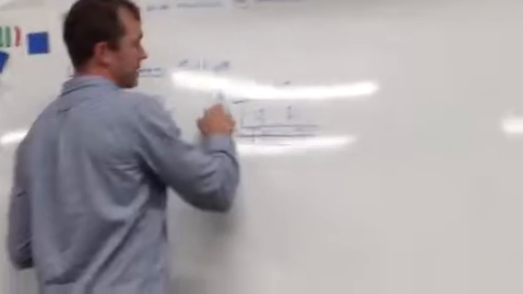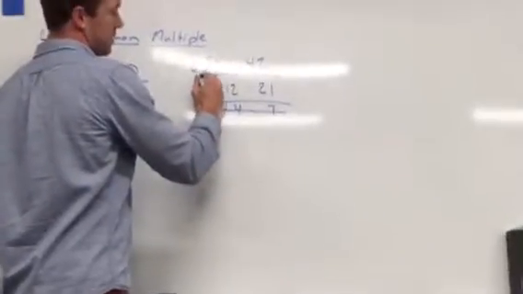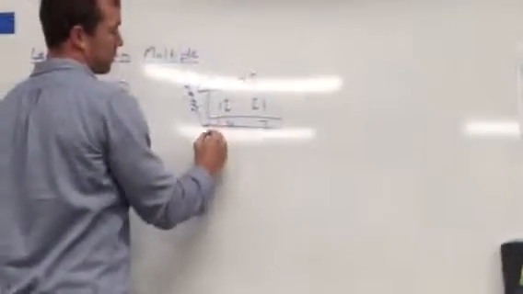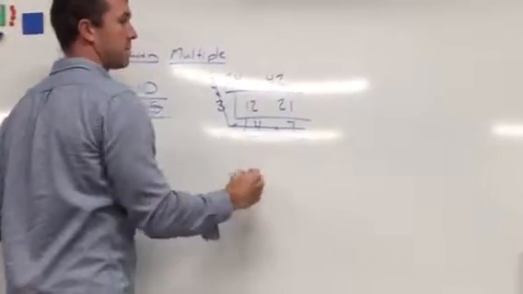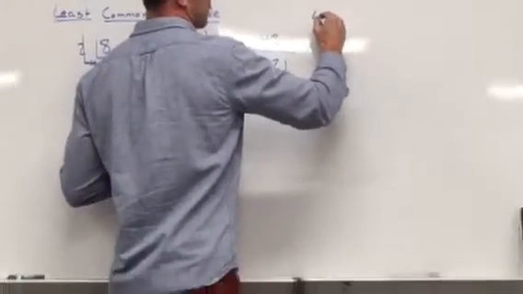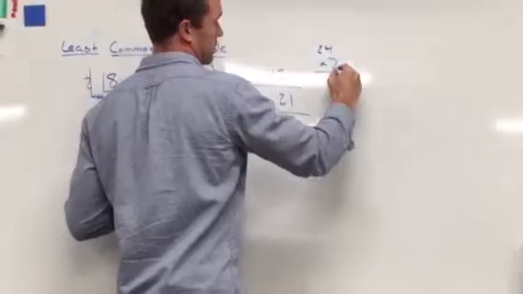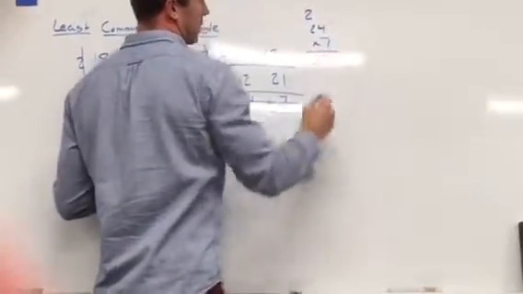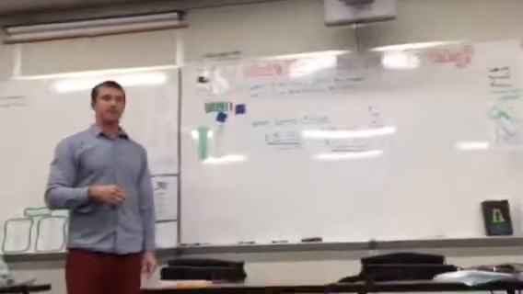So 2 times 3 is 6. 6 times 4 is 24. 24 times 7. 168. 168 would be their least common multiple. All right, thanks, Jimmy.